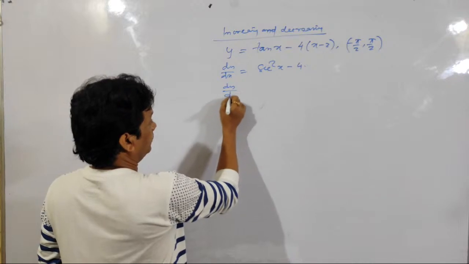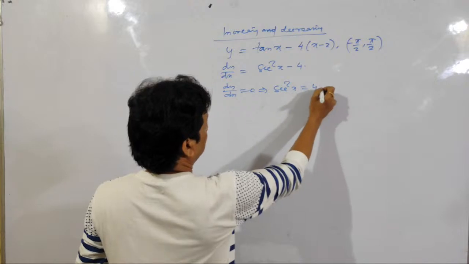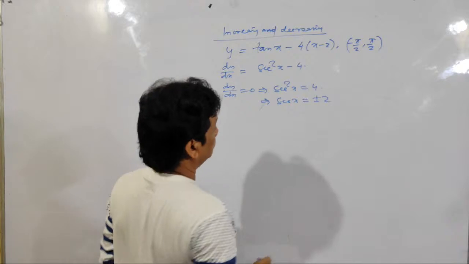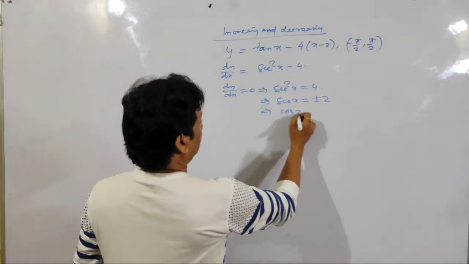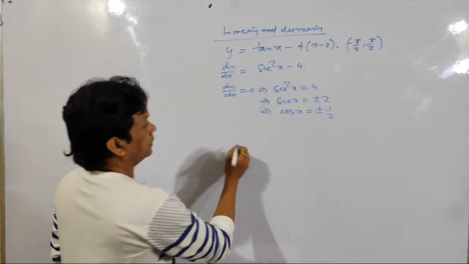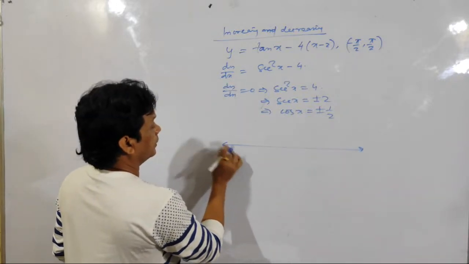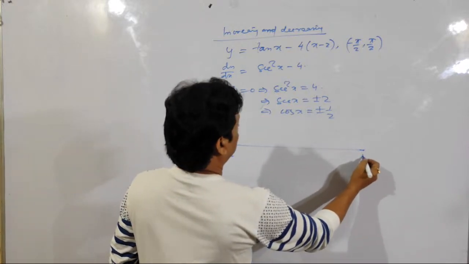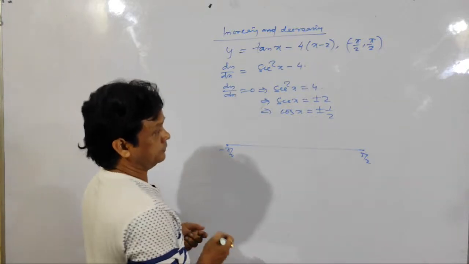So I told you dy by dx is equal to 0. So it implies sec square x is equal to 4. That means sec x is equal to plus minus 2. Or you may write cos x is equal to plus minus 1 by 2. Clear? And your requirement is, your points are given from minus 5/2 to plus 5/2, and cos x is equal to half.